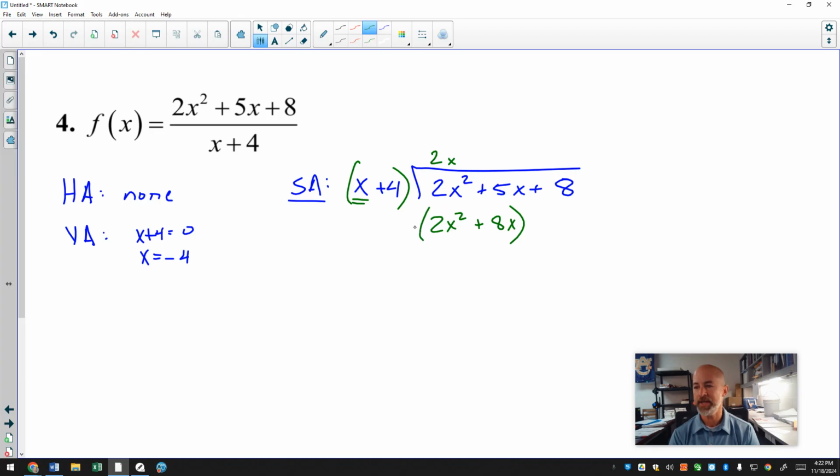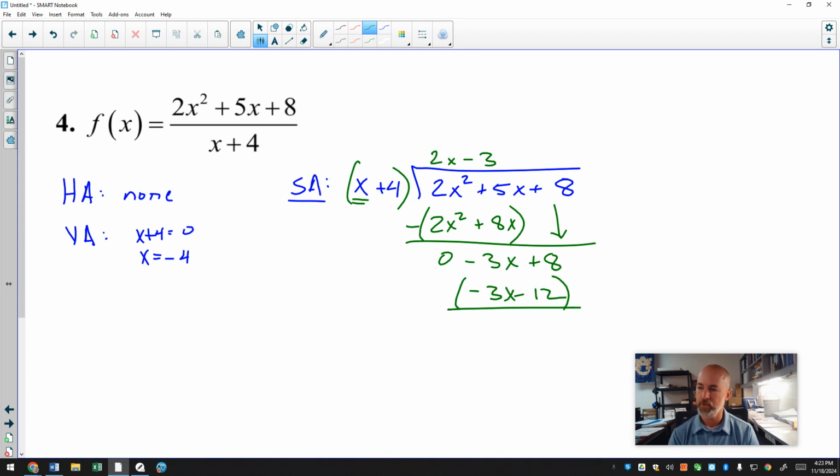Then we subtract all of that from what's above it. So 2x squared minus 2x squared is 0. That's what I wanted. 5 minus 8 is negative 3x. I'm going to bring down my 8. And I'll repeat. X times negative 3 will give me negative 3x. Distribute the negative 3: negative 3x minus 12. We'll subtract. Negative 3x plus 3x is 0. That's what I wanted. 8 plus 12 is 20. So we do have a remainder of 20.